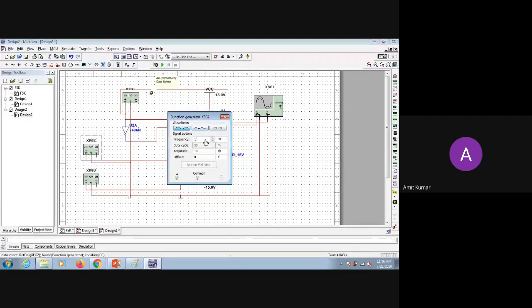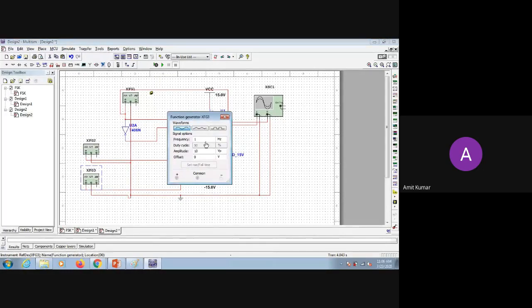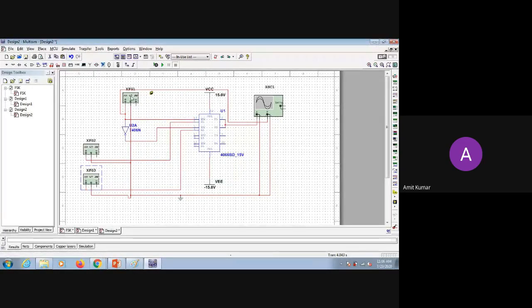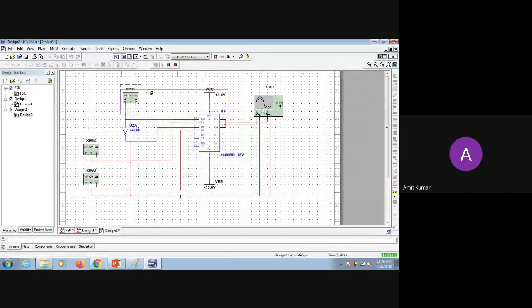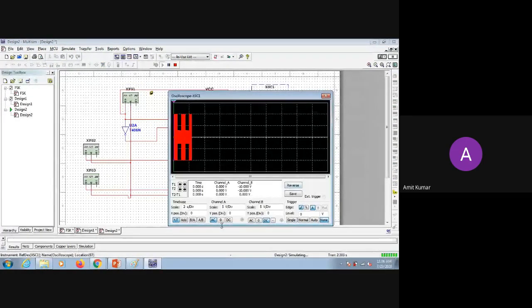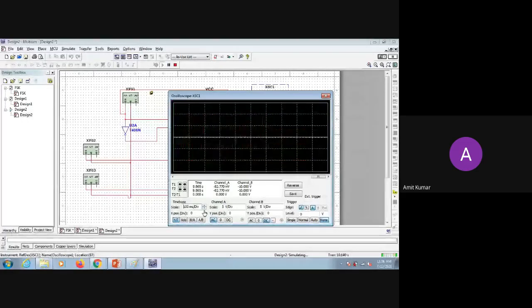So this is 100 we will select, and this we will select 500. So you can see we are able to generate two frequencies, but there is a change in amplitude. Which amplitude is it? It has changed.